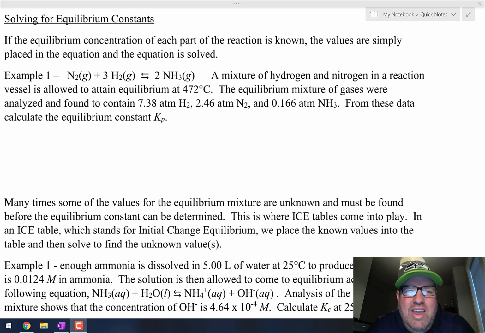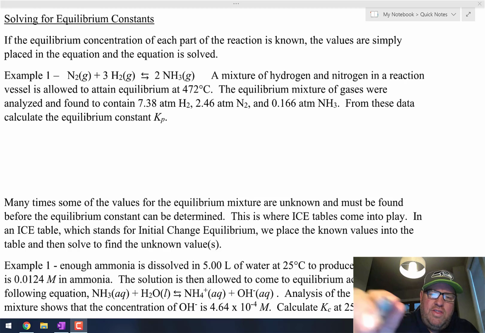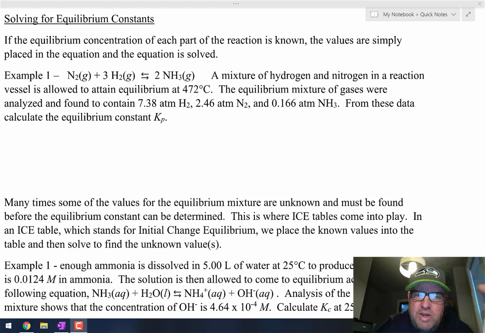When you are given the information about an equilibrium system and you know all of the equilibrium values, you simply have to put the numbers into the equation to solve for the equilibrium constant. We saw that in one of our previous problems in our last video. And in this video, we're going to look at that. Again, those are pretty straightforward problems.